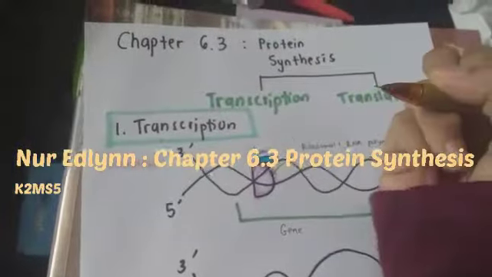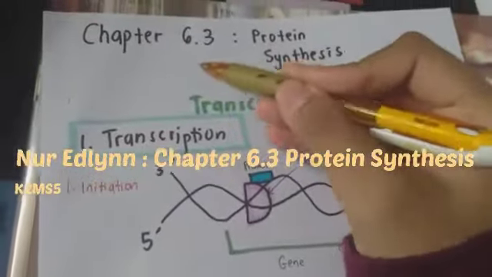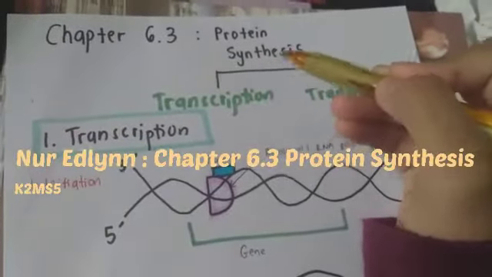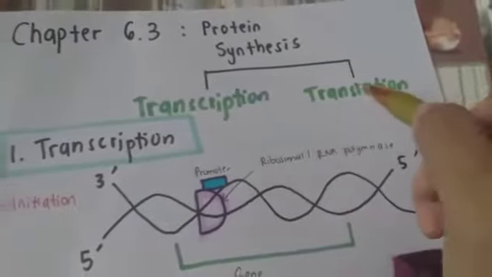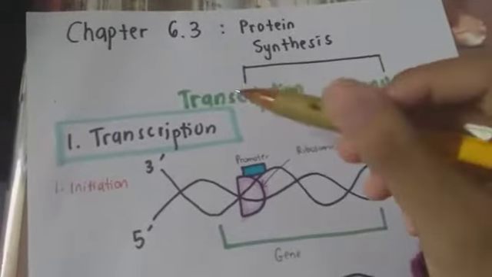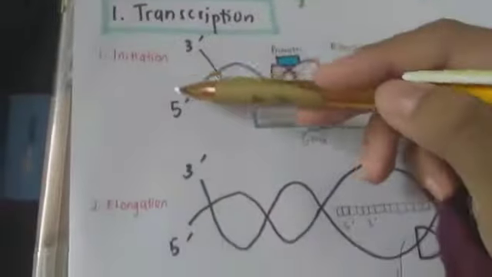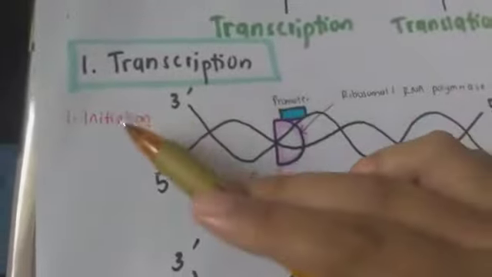So today we're going to learn about chapter 6.3, which is protein synthesis. In protein synthesis there are two stages, which are transcription and translation. We're going to learn about transcription first. There are three stages in transcription, which are initiation, elongation and termination. First we're going to learn about initiation.